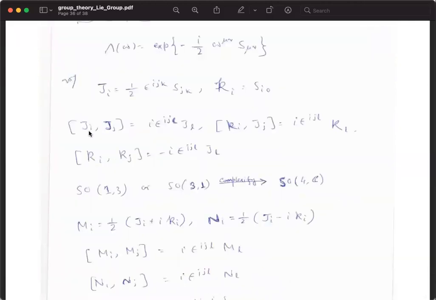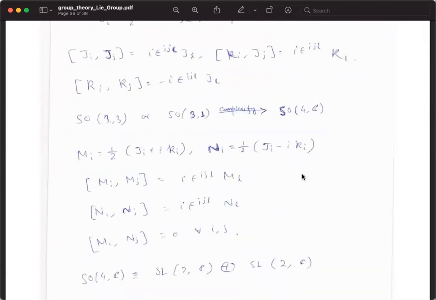Now you can see that the J_i-J_j commutator is related to J_l, the K_i-K_j commutator is related to J_l, and the K_i-J_j commutator is related to some K_l. That means basically J and K, their actions are not independent of each other, so we cannot just segregate it into a set of actions based on these J's and K's. So this group is actually SO(1,3) or SO(3,1), depending on how you define the signature. You can complexify that and write it down as SO(4,C).